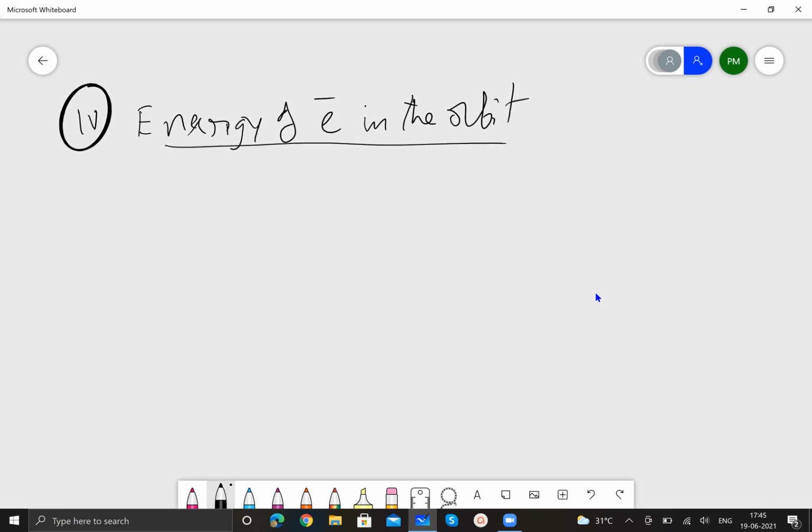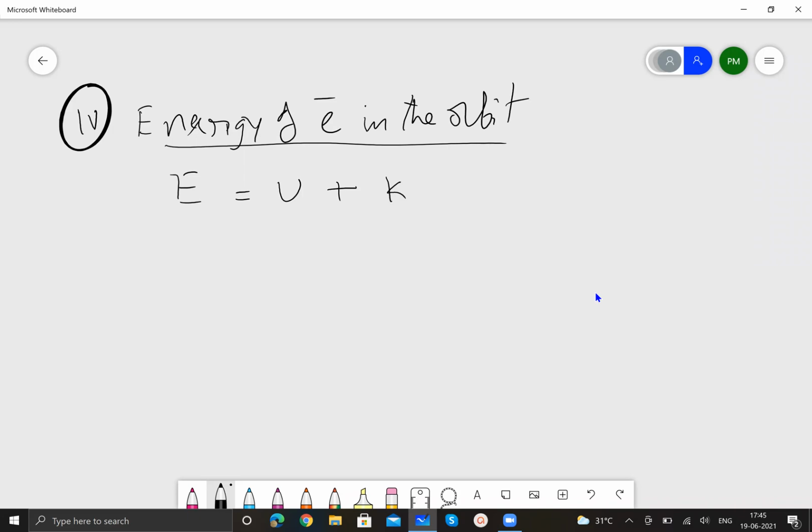Then, a very important part of this: energy of electron in the orbit. The total energy of electron in an orbit with the principal quantum number n is the sum of potential and kinetic energies. Electron possesses potential energy by virtue of its stable configuration in the orbit against the Coulombian attractive force. Electron possesses kinetic energy by virtue of its orbital motion.